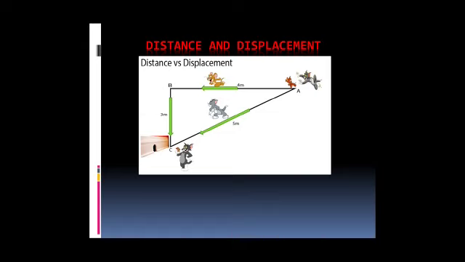It's a favorite cartoon, Tom and Jerry. Tom is chasing Jerry. He is running from point A to point B for 4 meters and then downwards from point B to C for 3 meters. Here, the total distance travelled by him is 4 plus 3, that is 7 meters, and the displacement is the direct distance or the shortest distance between A and C, that is 5 meters.